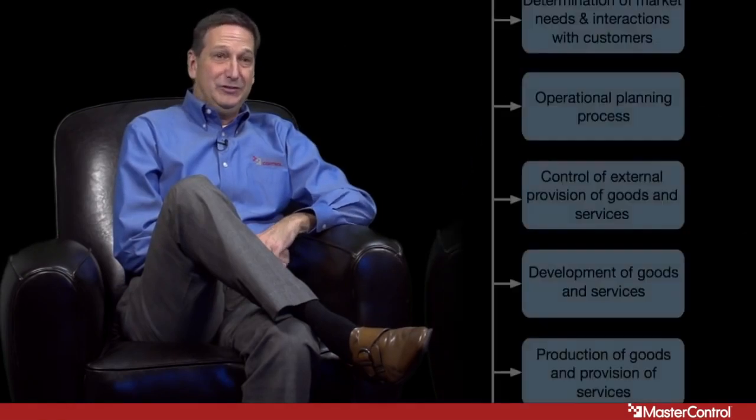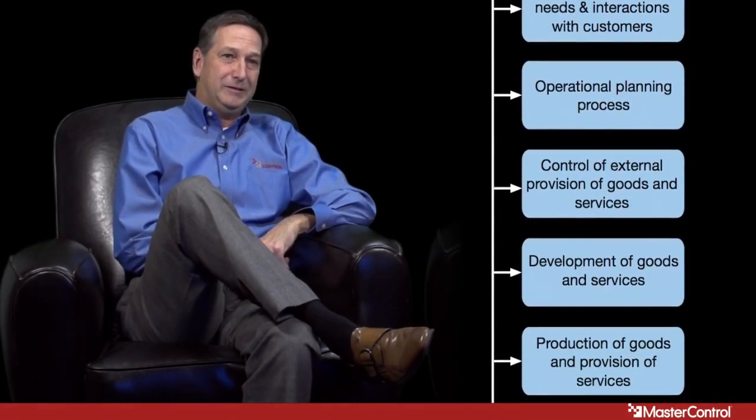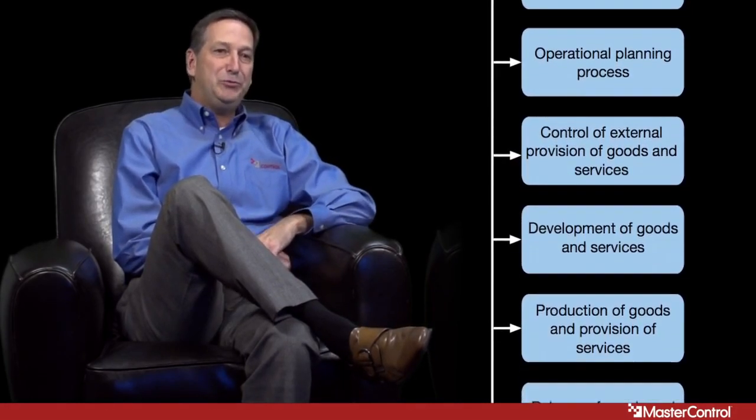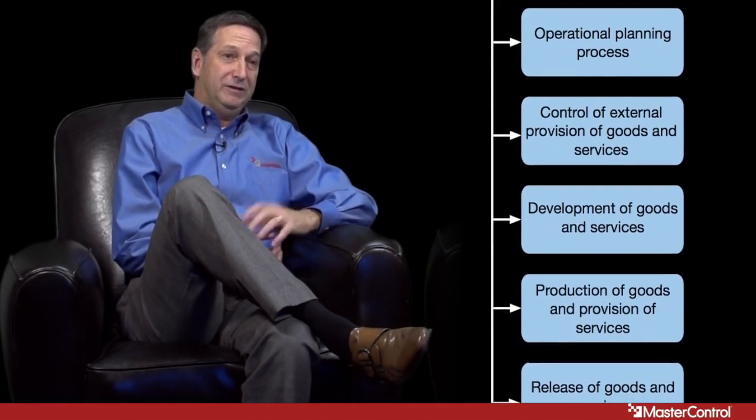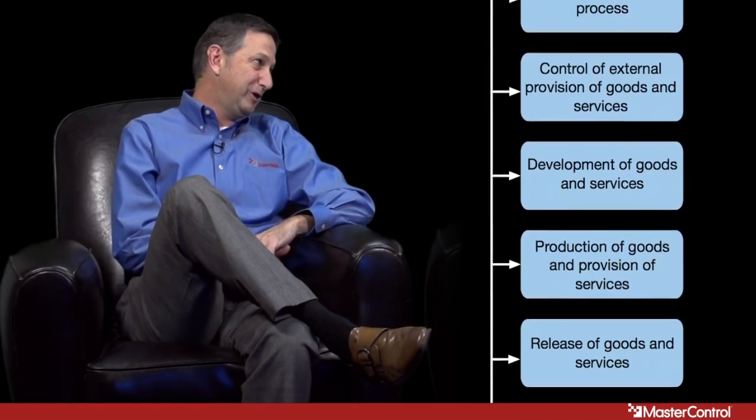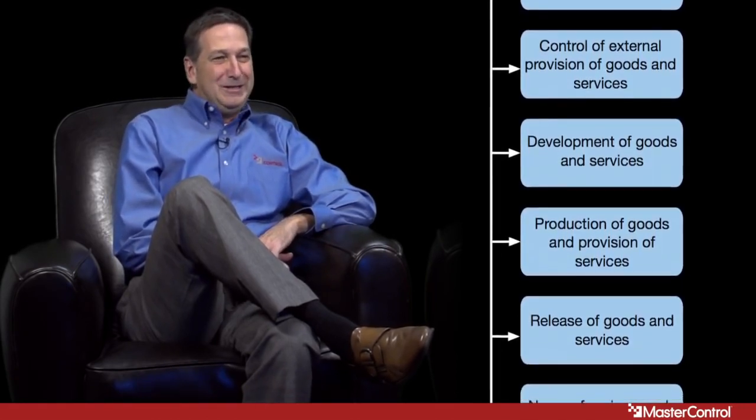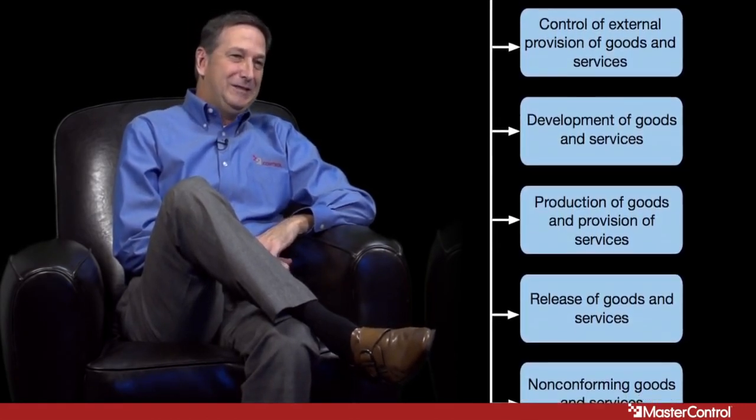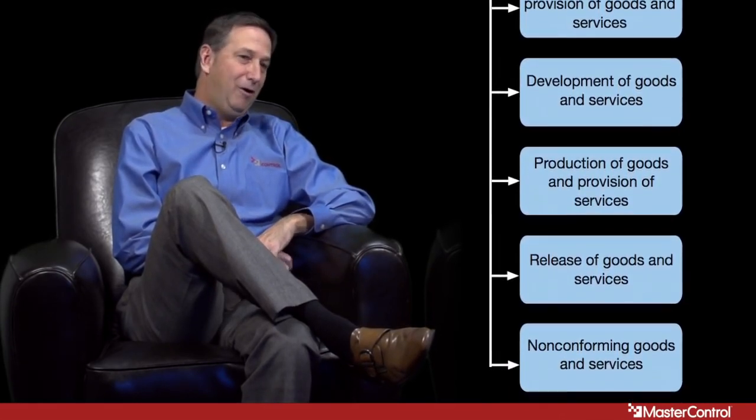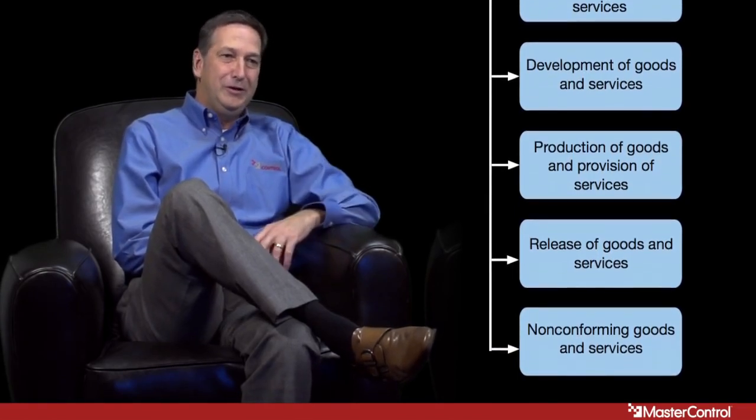Yep. Control of external provisions of goods and services, also there. So that's all your supplier management systems. Development of goods and services, also related to supplier management, of course. And the production. It took us 6, 7, 8 different items before we even got to the actual production part of it. Yeah, so lots of planning goes into that prior to it. Release of goods and services, so the testing and the release aspects of it as well, all firmly spelled out within this new standard. And then nonconforming goods and services, what to do with exception handling when things don't conform.